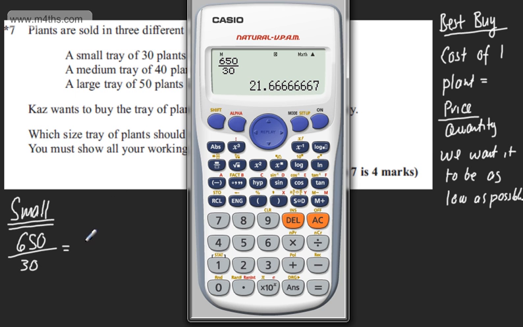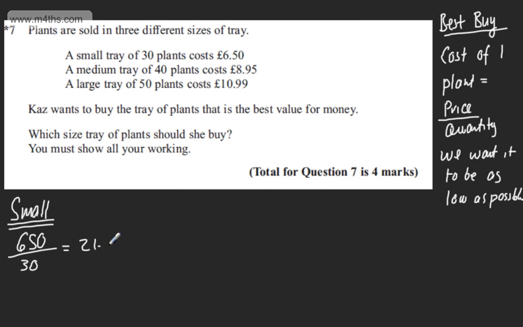So what we can say is the following. 21.666... pence. So each plant, and I'm going to give this to 1 decimal place, each plant is equal to 21.7p. So that's each plant for the small one.